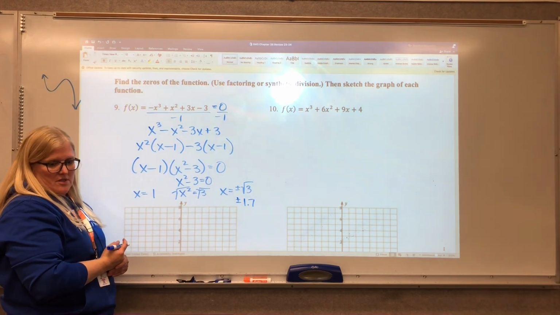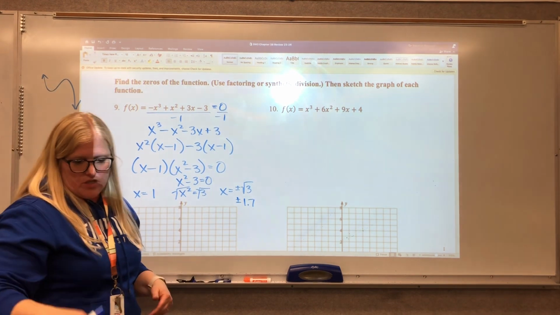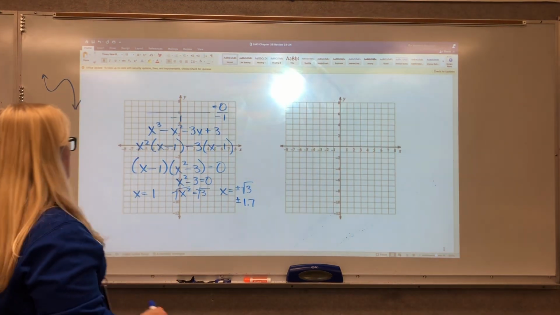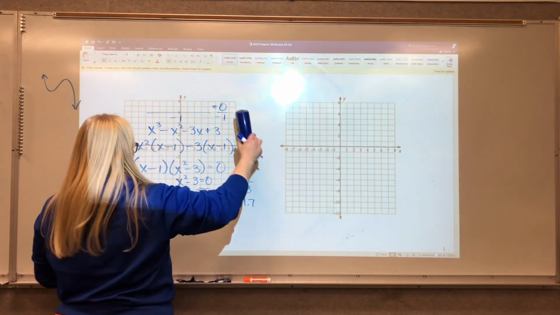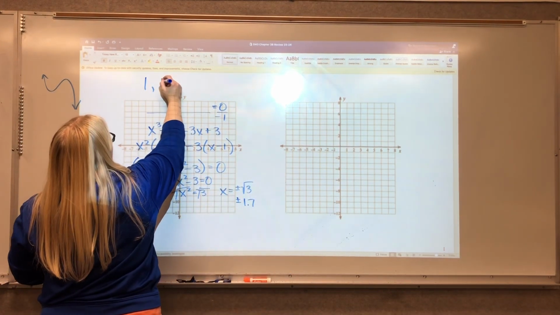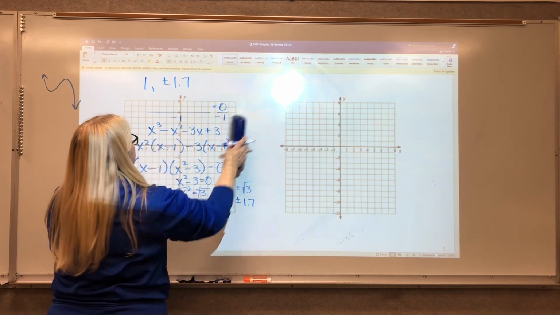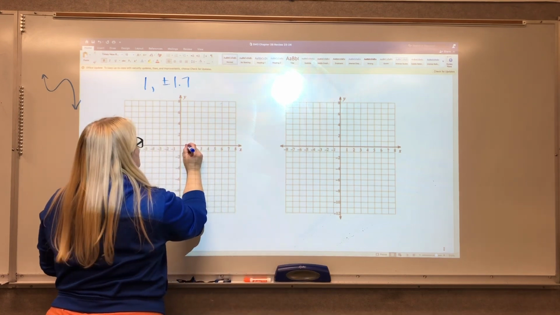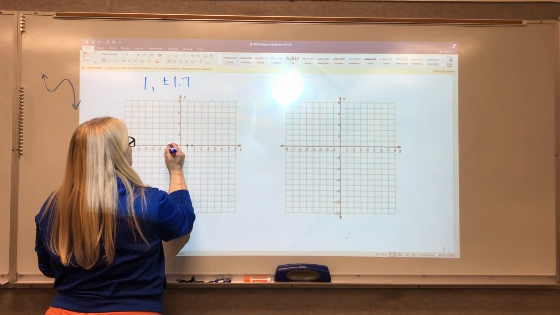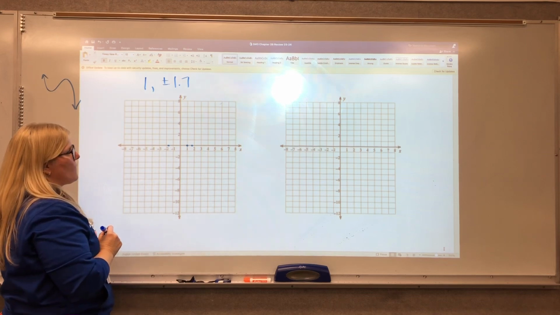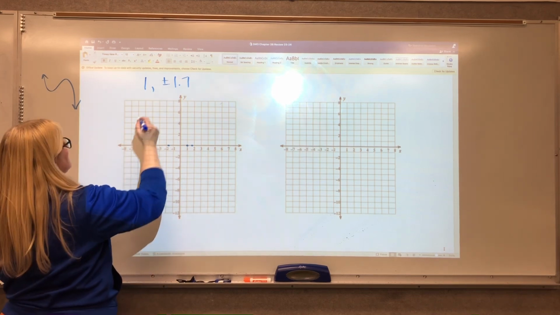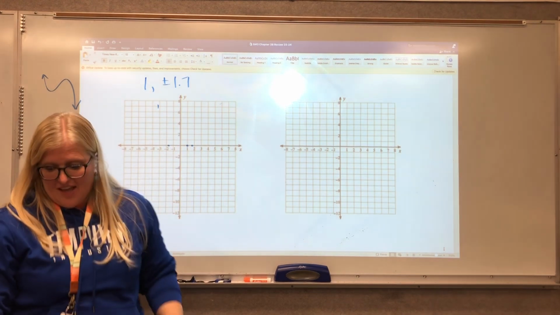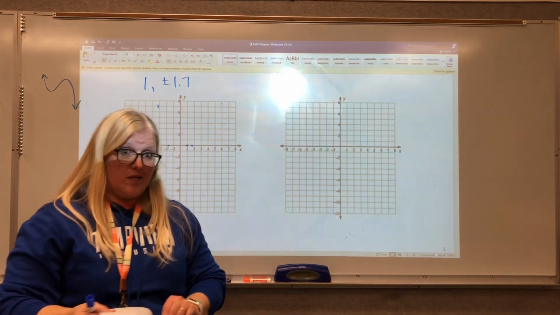And this is asking us to sketch. So let's move this up. So 1 and plus or minus 1.7. It's a little squashed. And it's going to come down like this. So I actually put it in Desmos because I wanted to see what it really looked like.